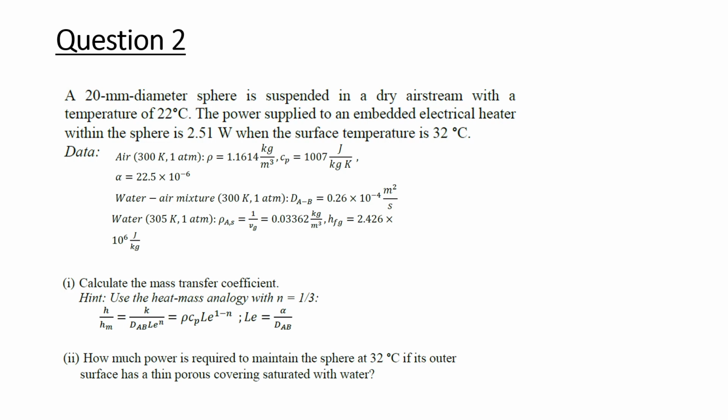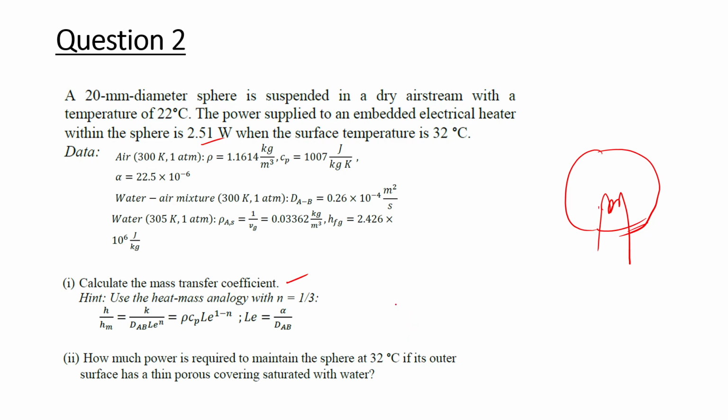The power supplied to an embedded electrical heater within the sphere is 2.51 watt when the surface temperature is 32 degrees Celsius. So we have been given a sphere, and within this sphere we have embedded an electrical heater, which has a power of 2.51 watt. For this system, we have been asked to find the mass transfer coefficient as well as the power required to maintain the temperature 32 degrees Celsius.